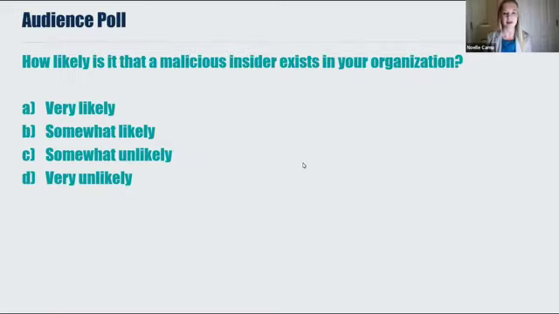So it looks like we have about 70% of responses coming in, and the results are definitely more varied here. Some individuals feel like it's very likely or somewhat likely that an insider might exist within their organization. But we also have a fair number of participants who fall more into the camp that it's somewhat unlikely or very unlikely that an insider exists within their organization.